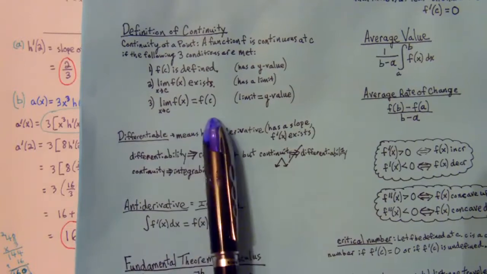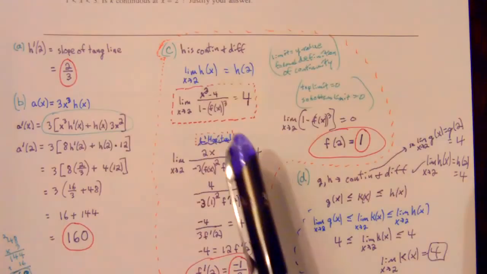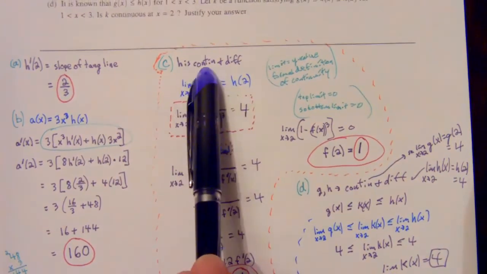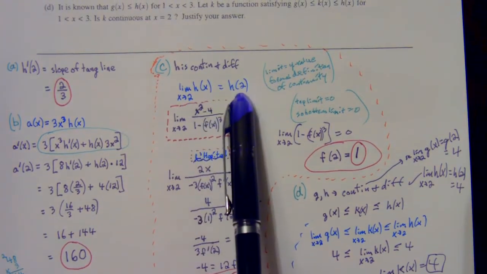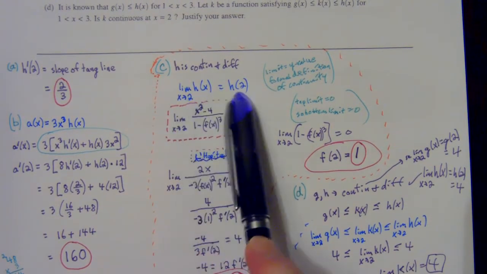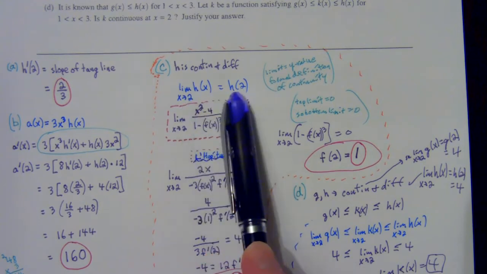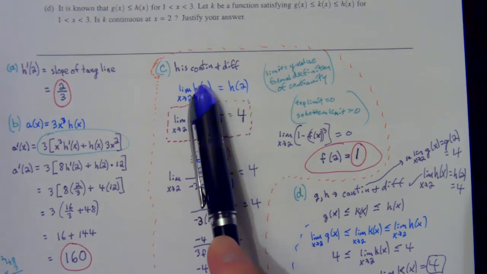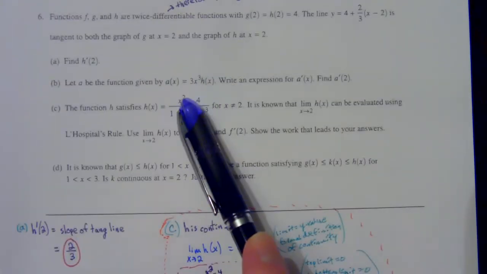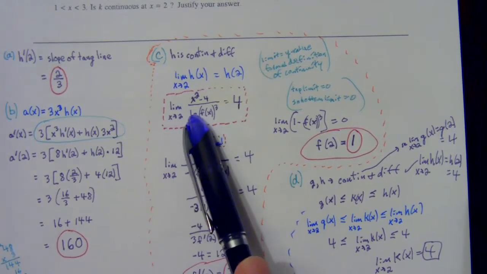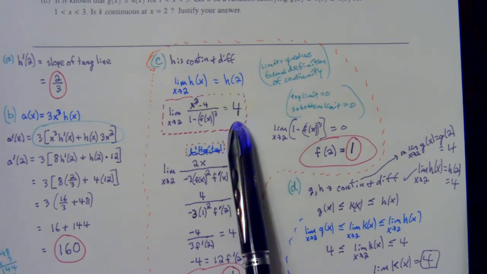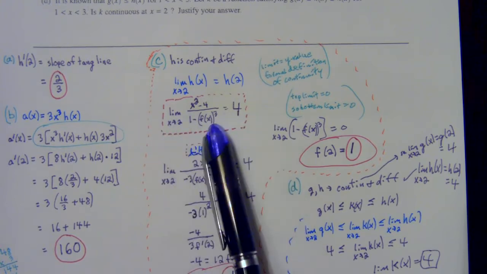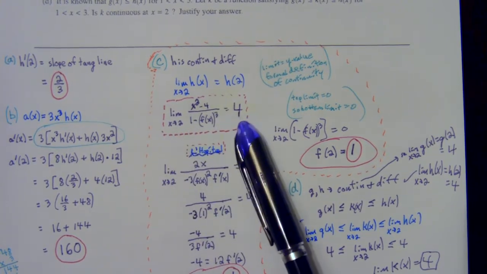Now, if we know a function is continuous, that means we know the limit is equal to the y value. So I wrote down right away, since I have a continuous function, the limit as x approaches 2 is equal to h of 2. At x equals 2, the limit is equal to the y value. Then I took that h of x and plugged that in right there. So I have the limit as x approaches 2, and h of 2, we know, is equal to 4.